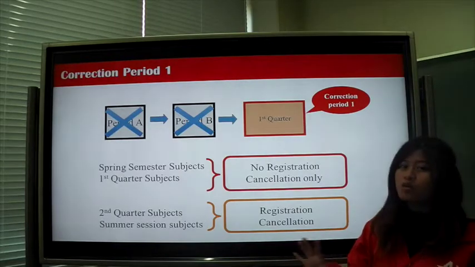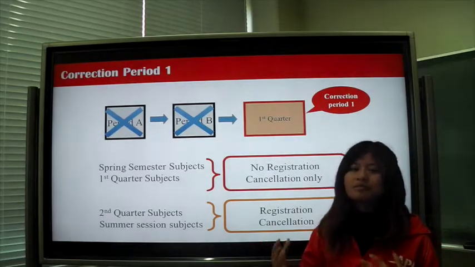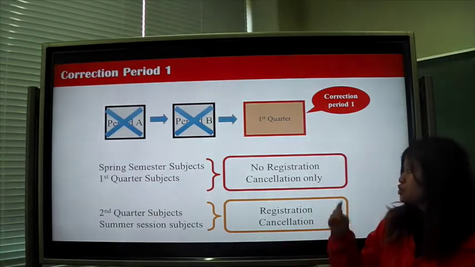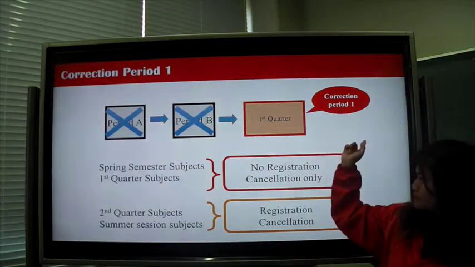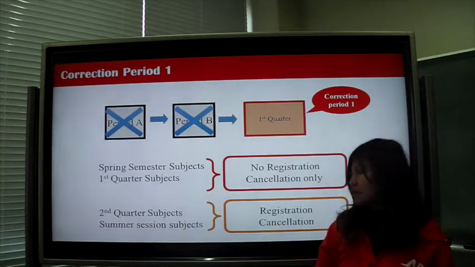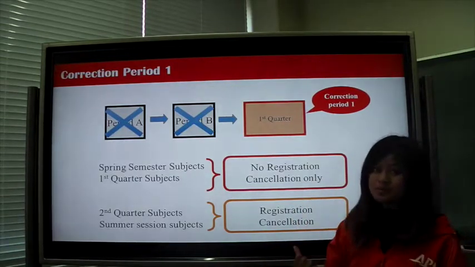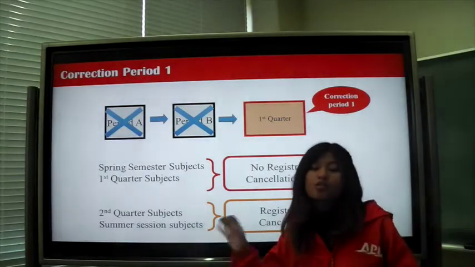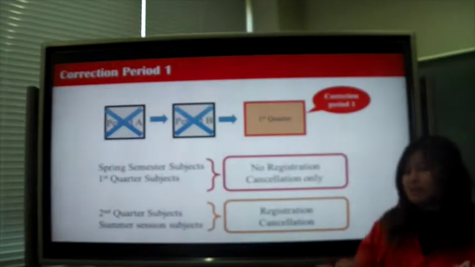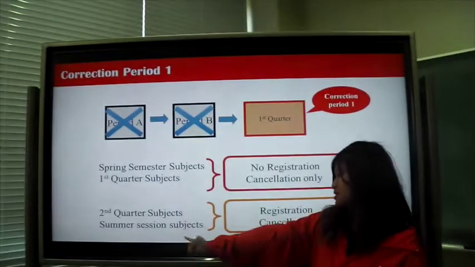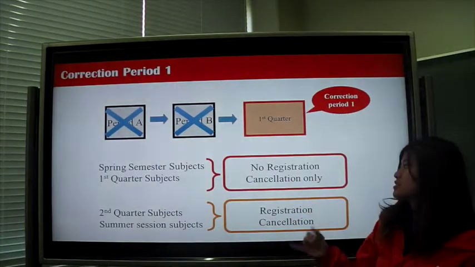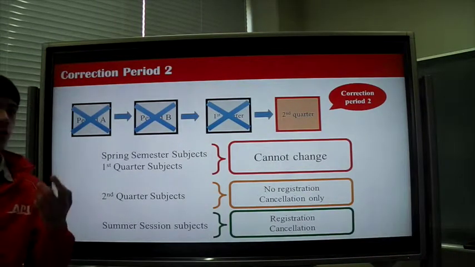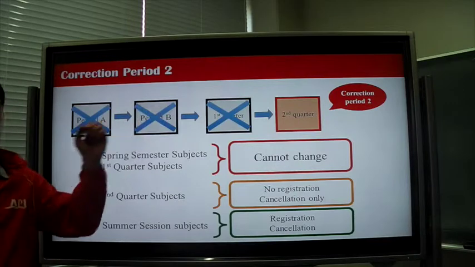After you have tried all the classes, you might feel that you don't like a class, that it doesn't suit your taste. You can drop it during correction period 1. But you cannot apply for more subjects in the first quarter because it has already started. For the periods that haven't happened yet, which are the second quarter subjects and summer session, you can still register and cancel. Okay, correction period 2 is also the same.